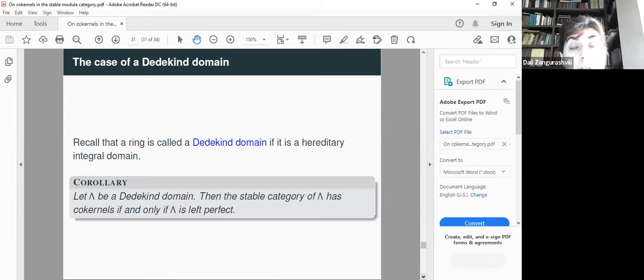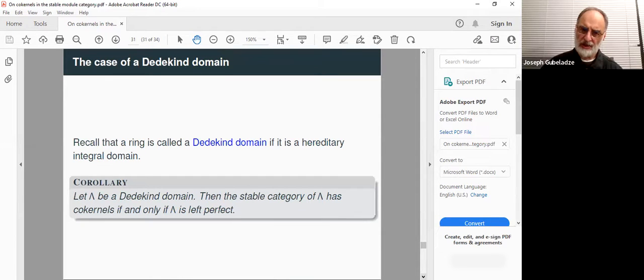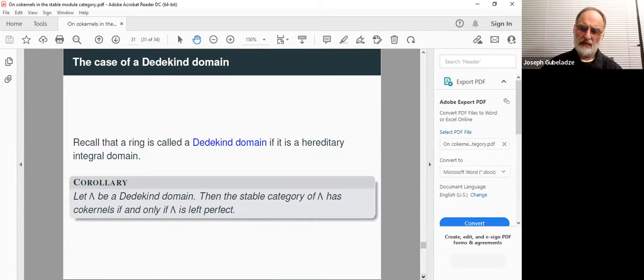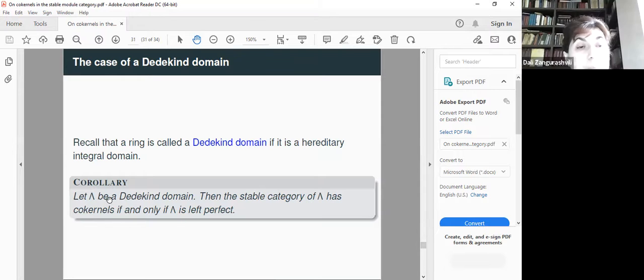The first one deals with the case of a Dedekind domain. Let me remind you that an integral domain is called Dedekind if it is hereditary. Here I have to make a remark. Actually, this is equivalent to the classical definition from number theory of a Dedekind domain. And the corollary is the following. Let lambda be a Dedekind domain, then the stable category of lambda has cokernels if and only if, here "left" has to be removed, if and only if lambda is perfect.